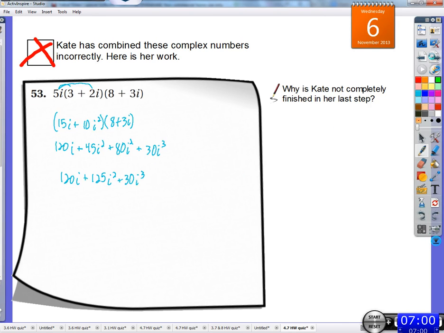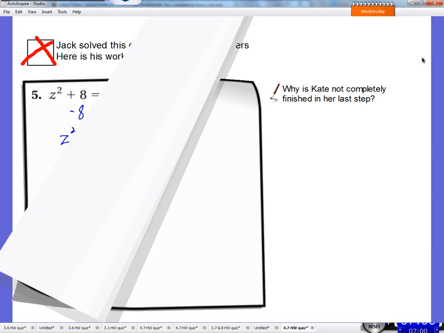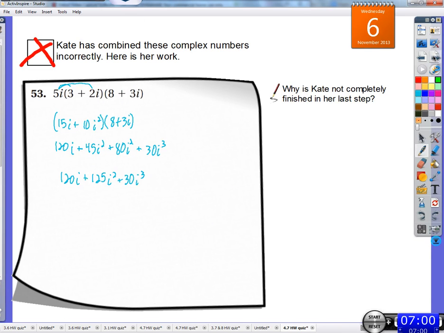Now we're going to put imaginary numbers together. Well, complex numbers. Complex numbers. You okay? All right, so we got three complex numbers. Multiply them together. Kate, we have Jack here, and Kate here. Why is Kate not completely finished in her last step?